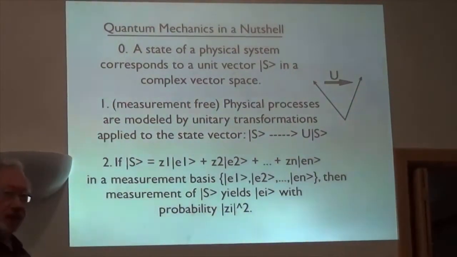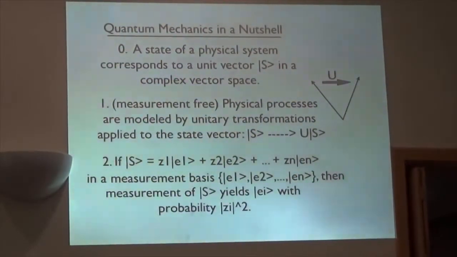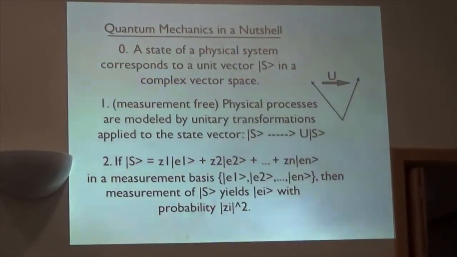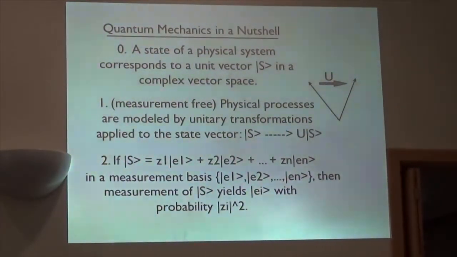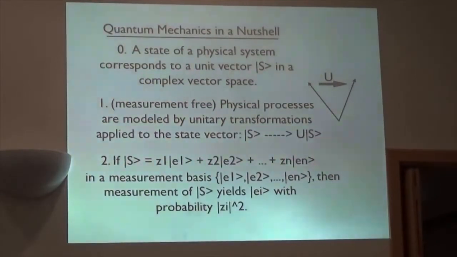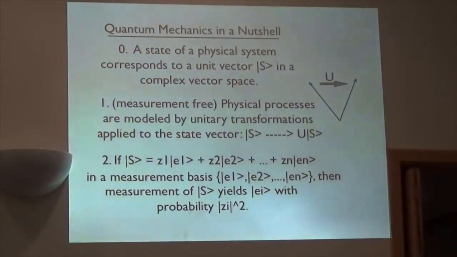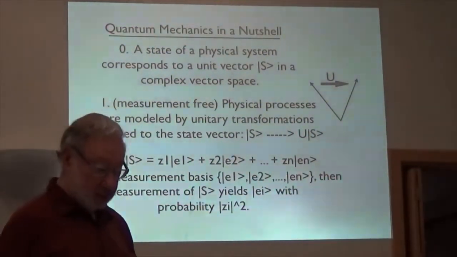And each one of those corresponds to something that can be observed in the situation, and they're supposed to be a list of all the observations that are possible under the circumstances. Coefficients are complex numbers, and when you measure, you get the ith basis element, whatever it corresponds to, with probability the absolute value squared of the coefficient. Without any input from the physics about how you get the unitary transformations, that's a summary of quantum mechanics, and it uses complex numbers in an irreducible way like that.